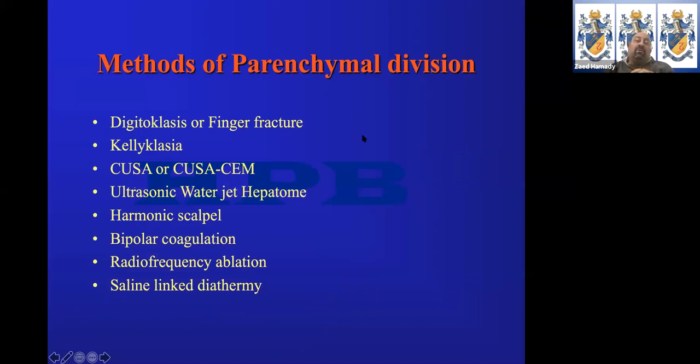Now, what we use for parenchymal transection, as you may know, in the UK, the standard is the CUSA. But it is quite useful that you know how to use the finger fracture technique or Kelly clamp technique. The reason is it's not unusual that your CUSA fails or the machine breaks down, and you end up having no machine, so it's only your hands.